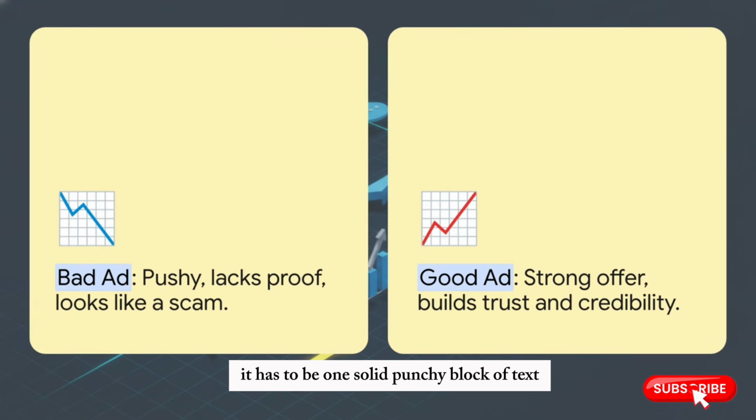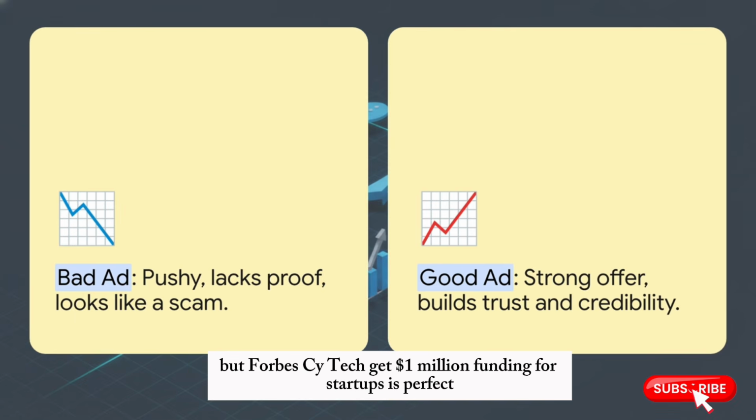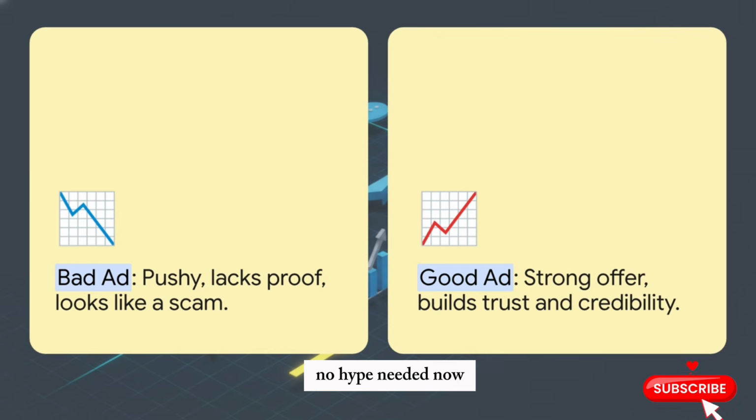It has to be one solid punchy block of text. For instance, "click, win, get reward, $10 each match." Yeah, that's way too pushy, looks like a scam, and the mods will laugh it right out of the queue. But "Forbes CY Tech get $1 million funding for startups" is perfect. It's a tangible, credible offer aimed directly at a specific niche. It builds trust instantly, no hype needed.